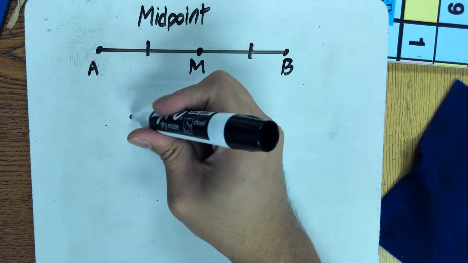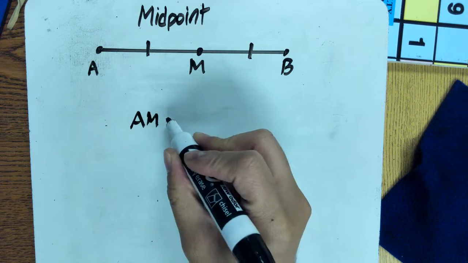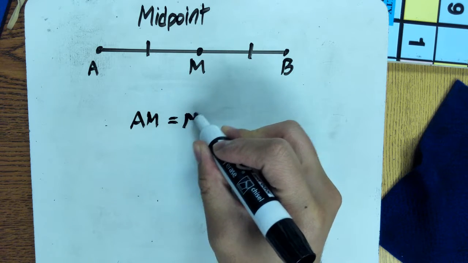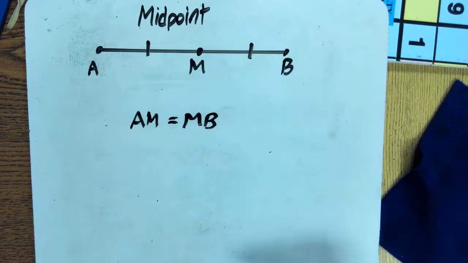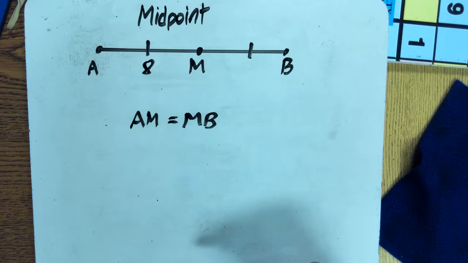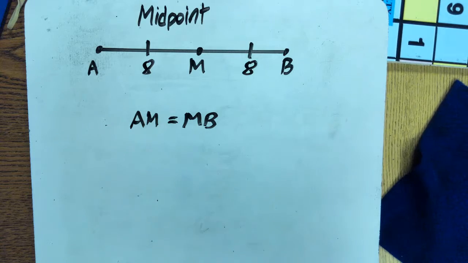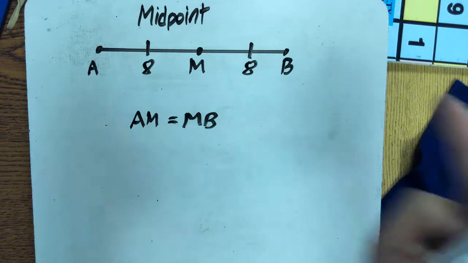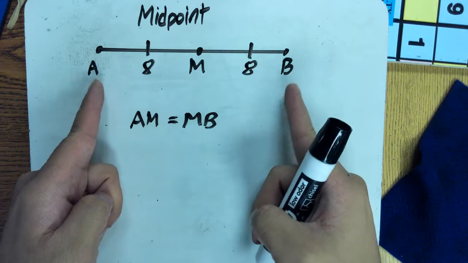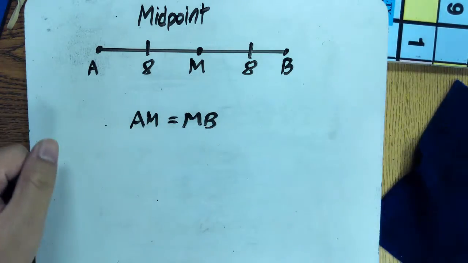So mathematically we say the length of AM should equal the length of MB. So for example, if AM is 8, then that means MB also has to be 8. And going back to our segment addition, that means AB is 8 plus 8 equals 16.